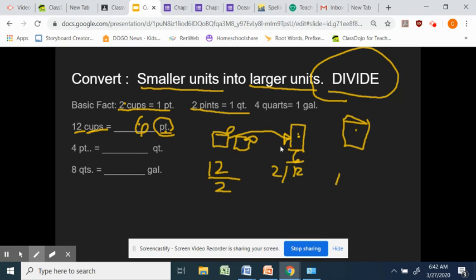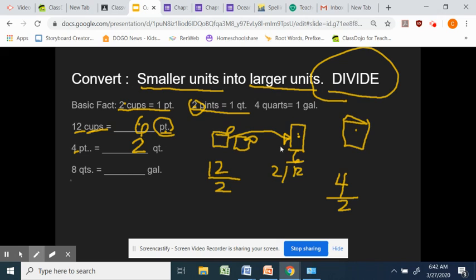So I'm going to divide. If I have 4 pints and I want to put it into quarts, I'm going to divide it by 2. So 4 divided by 2 is 2 quarts. So how do I check that? If I want to check my answer, I know that 2 times 2 is equivalent to 4.